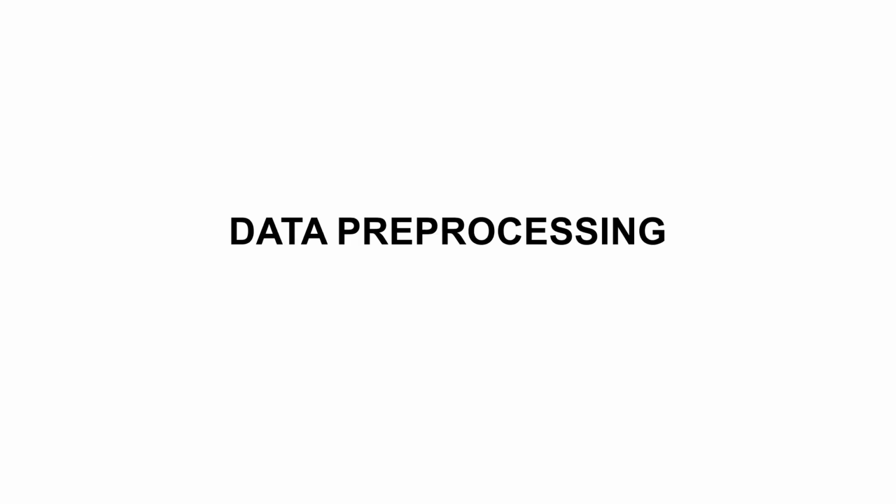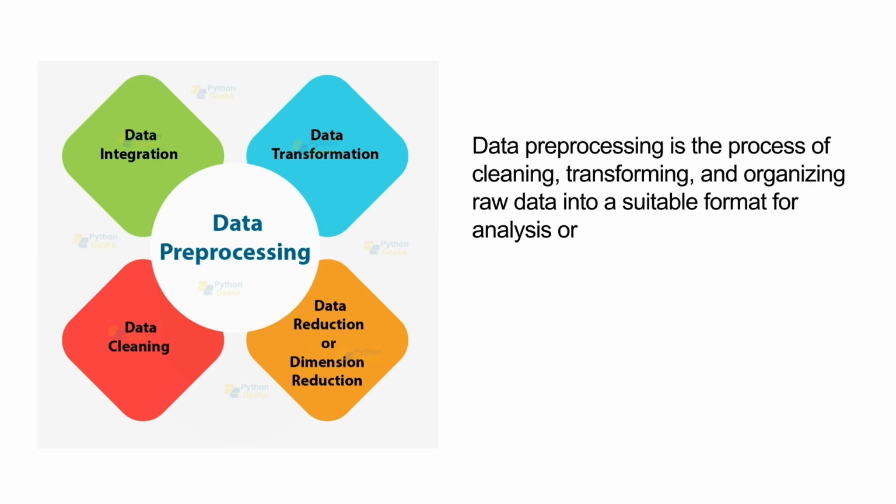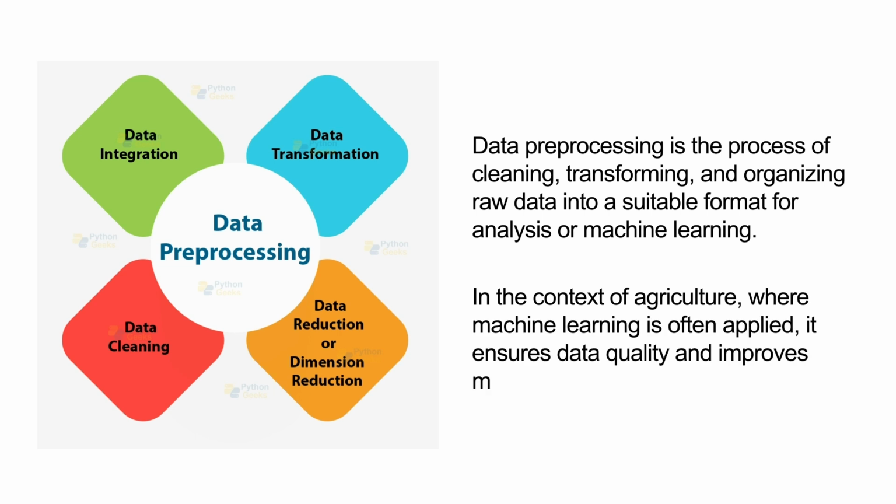Now let's talk about data preprocessing. Data preprocessing is the process of cleaning, transforming, and organizing raw data into a suitable format for analysis or machine learning. In the context of agriculture, where machine learning is often applied, it ensures data quality and improves model performance.